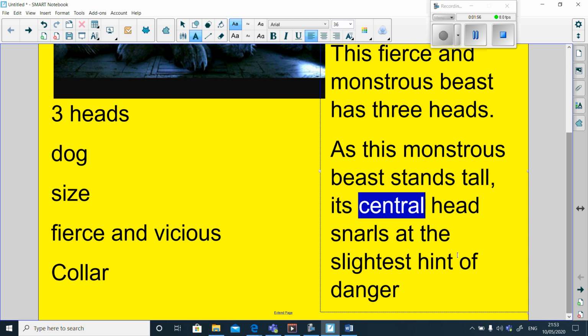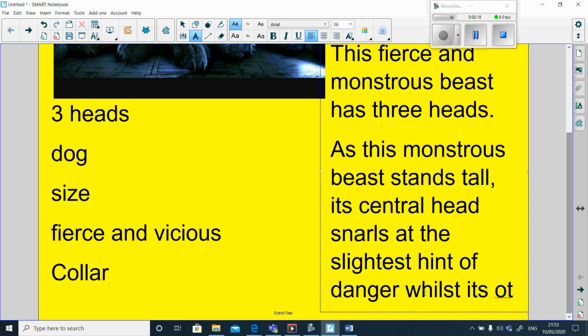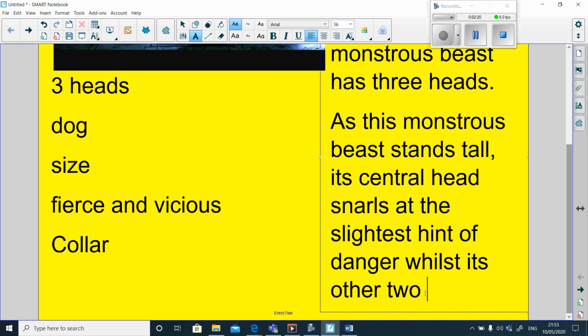The key word in this is central. If something's in the centre, it's surrounded by something. So the reader at this moment is picturing a head that's got things around it. So as this monstrous beast stands tall, its central head snarls at the slightest hint of danger, whilst its other 2 reinforce it fiercely.